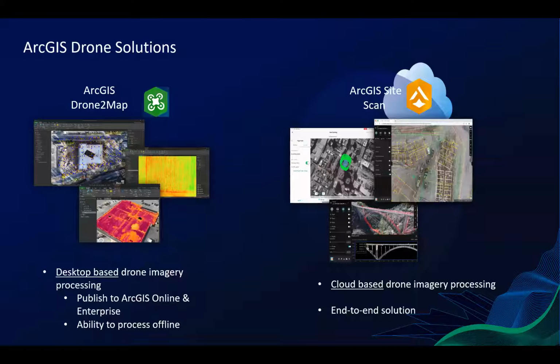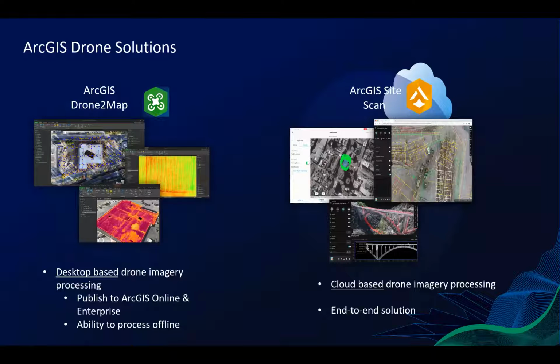And then I also need to mention that in case you're working in a place where you do not have connectivity, it also allows you to process your drone images offline, and then you can come and do your analysis and any other thing that you want to do when you have connectivity. So that's the ArcGIS DronetoMap application. Then we also have the ArcGIS Sitescan application, which is purely cloud-based. It's an end-to-end solution that allows you to process your images, do analysis, management, and all that within the cloud. And so I'll be going through each of these just to give us deeper insights on what we are talking about.